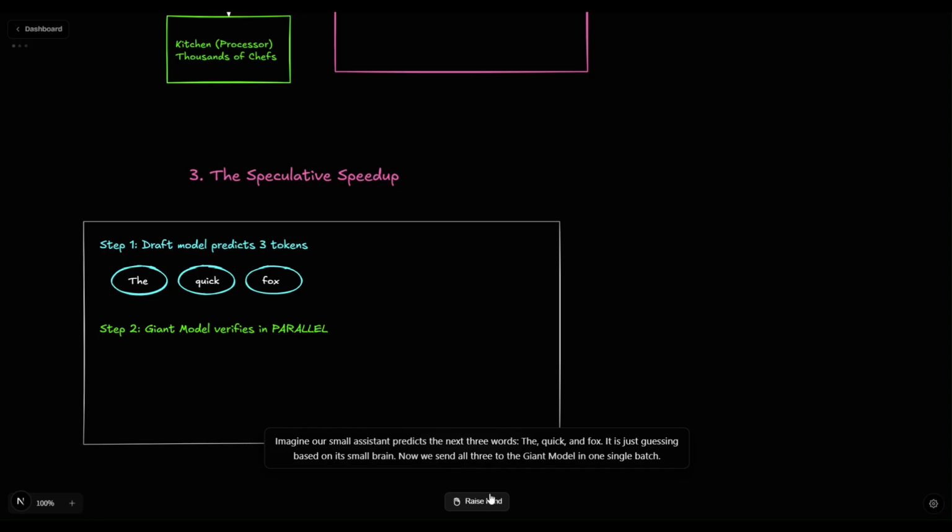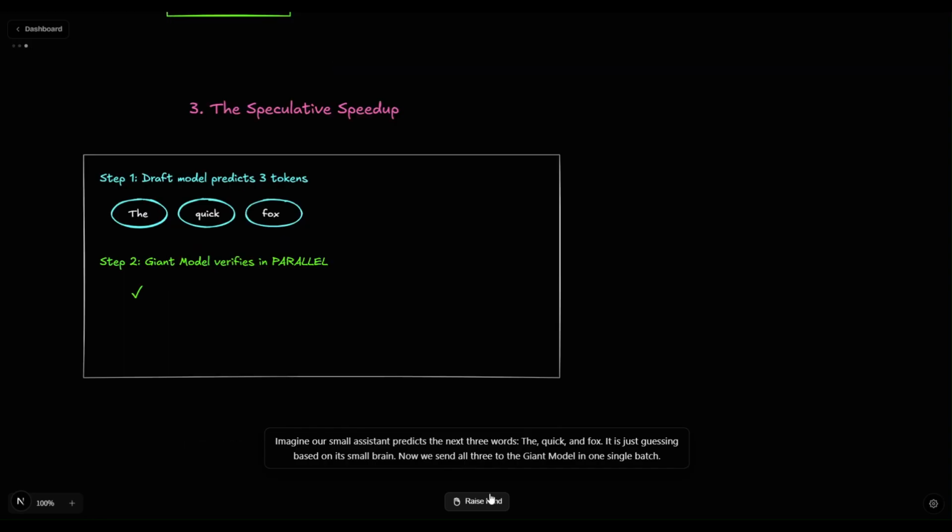Imagine our small assistant predicts the next three words: the, quick, and fox. It is just guessing based on its small brain. Now we send all three to the giant model in one single batch. The giant model runs the math. It agrees that the and quick are the most likely words. But for the third word, it disagrees. It wanted the word brown instead of fox.